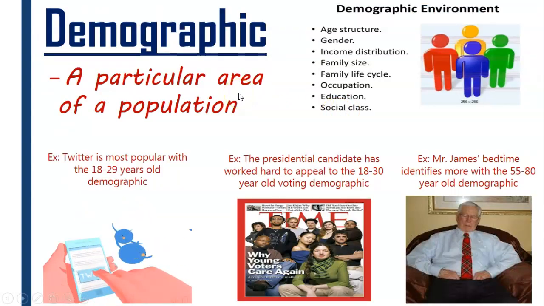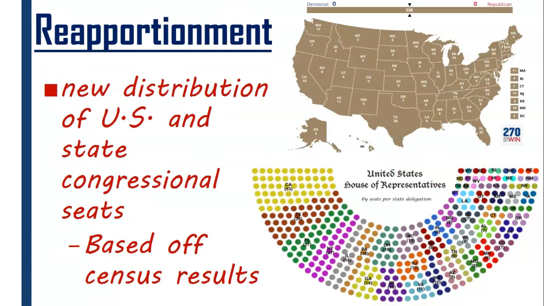A demographic is a particular area of a population. So they might say, the 18 to 29 years old demographic, people 18 to 29 are more likely to be on social media. My bedtime identifies more with someone who's 55 to 80 years old, because I like to go to bed like 9. And so, demographic is an area of a population like age, gender, income distribution, and more. And again, if I'm going too fast, you can always pause the video to write down your stuff.